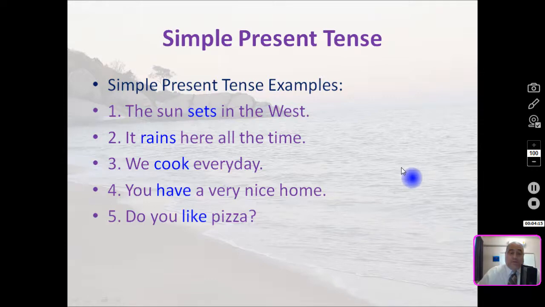We have 5 more examples. Number 1, the sun sets in the west. Number 2, it rains here all the time. Number 3, we cook every day. And number 4, you have a very nice home. And number 5, do you like pizza? Examples of simple present tense.